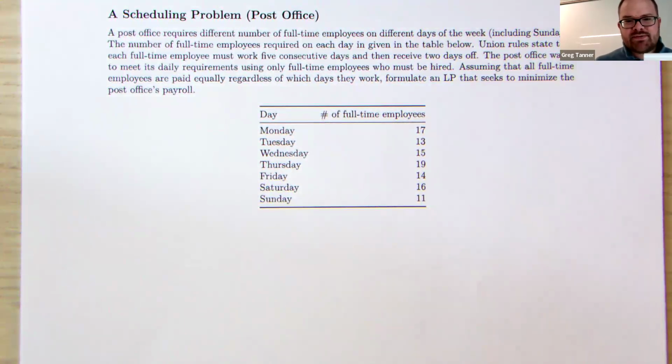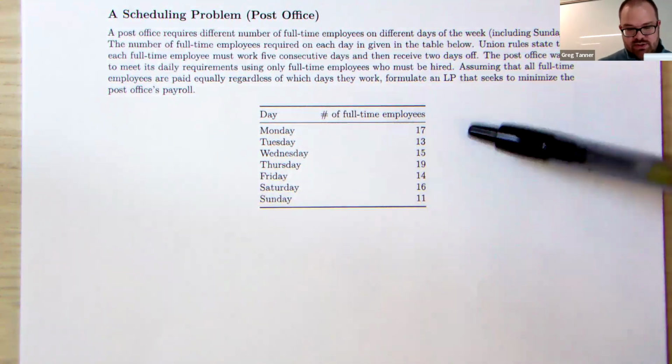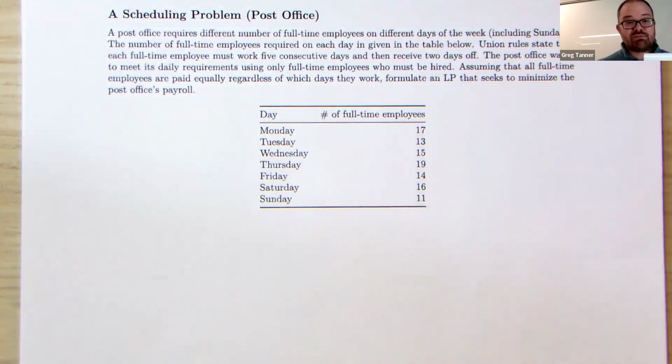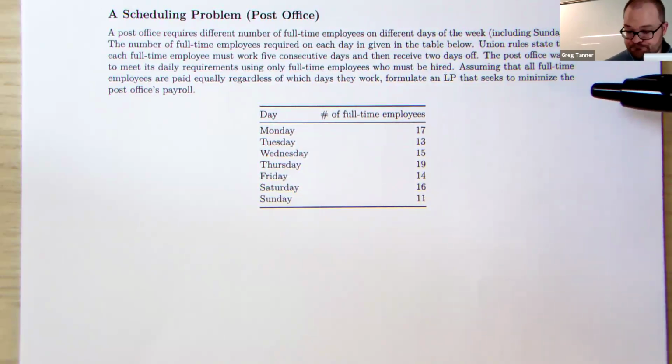The union rule states that each full-time employee must work 5 consecutive days and then receive 2 days off. At face value that might seem like a constraint. It is definitely something that limits where we can put our workers. If we didn't have that constraint in there, we could just have our decision variables as the number of people working each day of the week, and then we choose exactly this many people for each of those days. Problem over, very simple. The challenge is that we need to satisfy this union rule. And the trick is that instead of setting up that union rule as a constraint, we're going to bake that union rule into how we set up our decision variables.